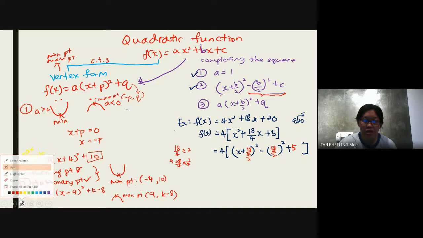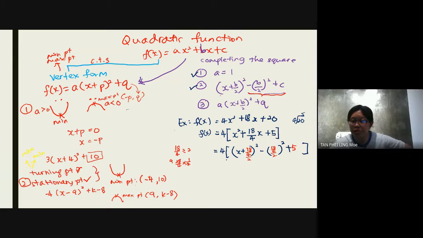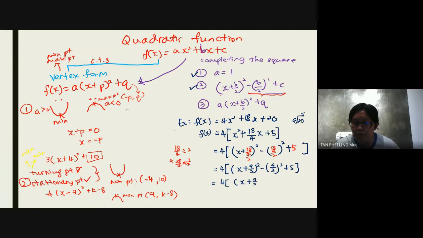A lot of you, when dealing with the b, get nervous. There's nothing to be nervous about, because you can actually do it in your calculation, or you can press the calculator beside it. So again, big bracket: plus 9 over 2 squared, minus 9 over 2 squared, plus 5. So remember the third step: now I have to simplify the back part first. This one, vertex form is already achieved.